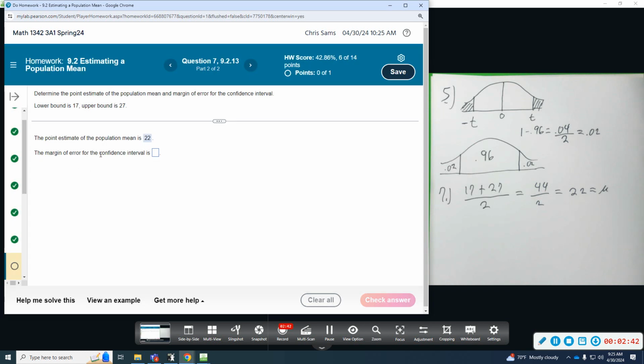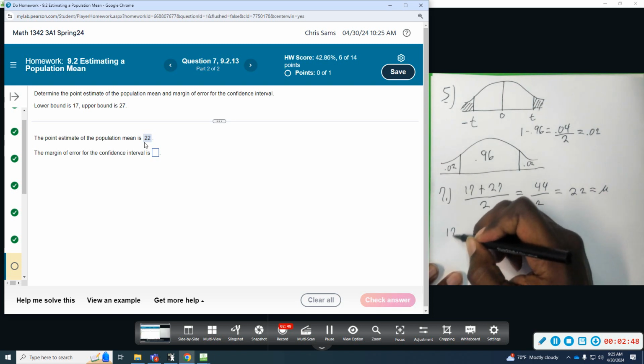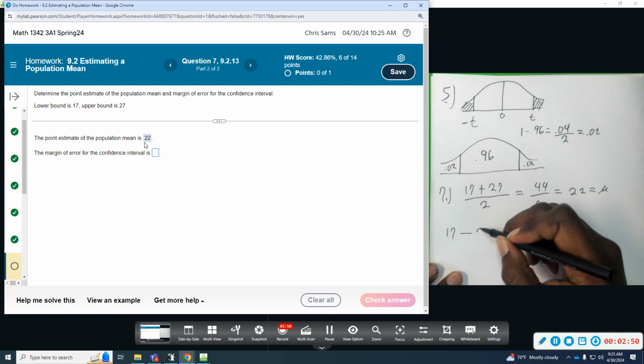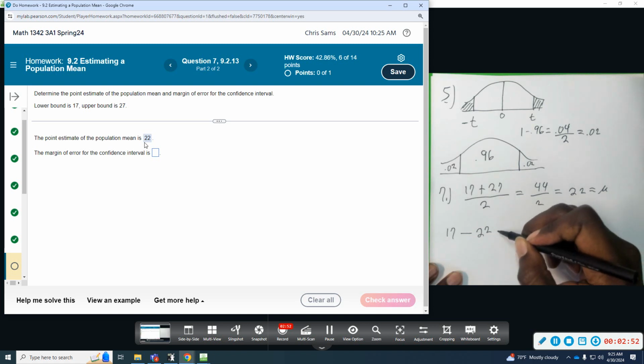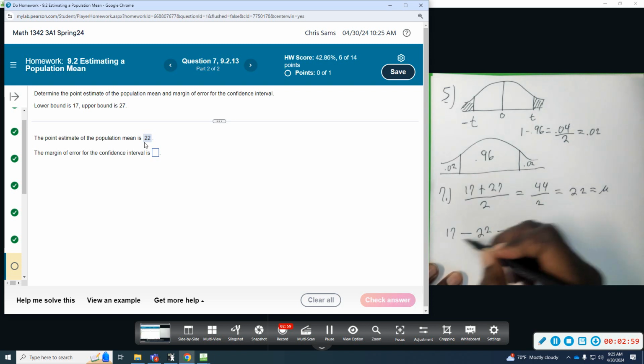And then once we have the mean, we can find the margin of error. So the margin of error is just the distance from 17 to 22, which is the same as the distance from 22 to 27. So we can subtract any of these. You can find that that distance is 5.